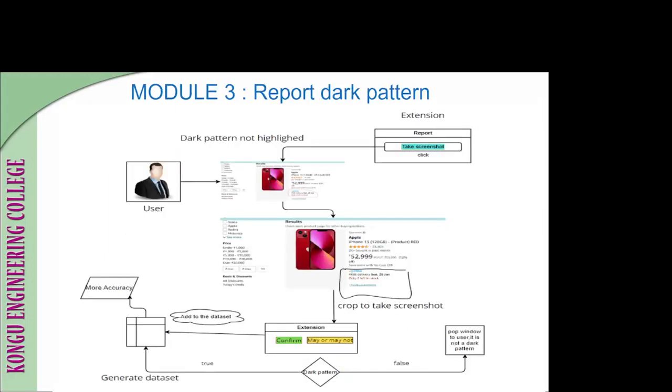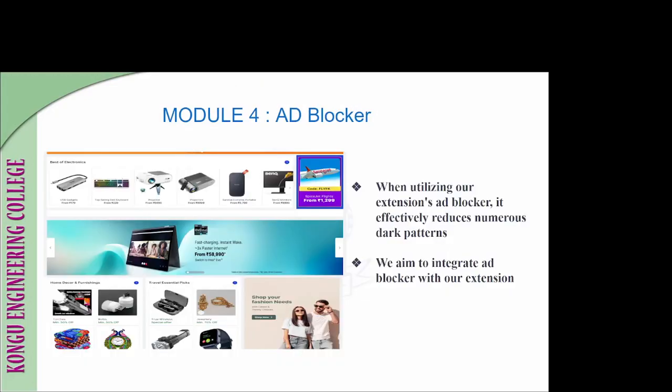The third is reporting dark patterns. There will be a picture or a suspected area. The user can take a screenshot of that and send it to our model. Our model will predict whether it is a dark pattern or not. If it is predicted as a dark pattern, it will be added to our dataset, so our model can be generative. Our last module is the ad blocker. As I said, ads are the major source of dark patterns.